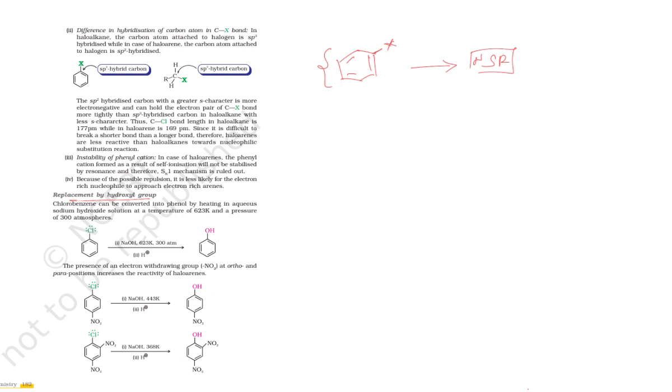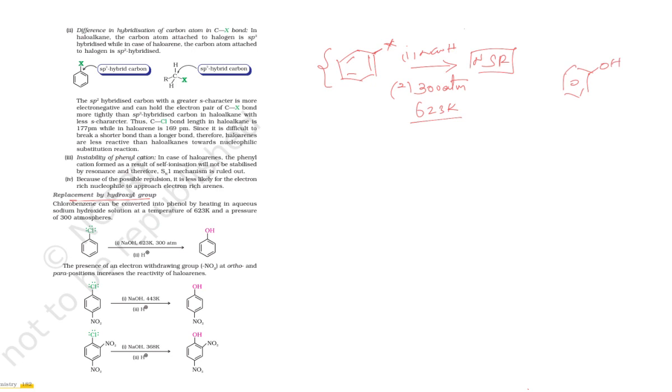We have to maintain the vigorous condition. What is that? We can use NaOH. We are living in 1 atmospheric pressure, but we have to maintain 300 atmospheric pressure. We are living at 298 Kelvin, but we have to raise it to 623 Kelvin. This is the vigorous condition. In this condition, it will undergo reaction and there is a formation of phenol.